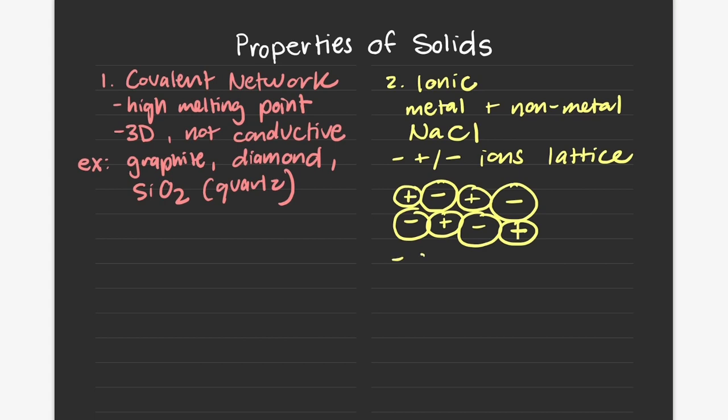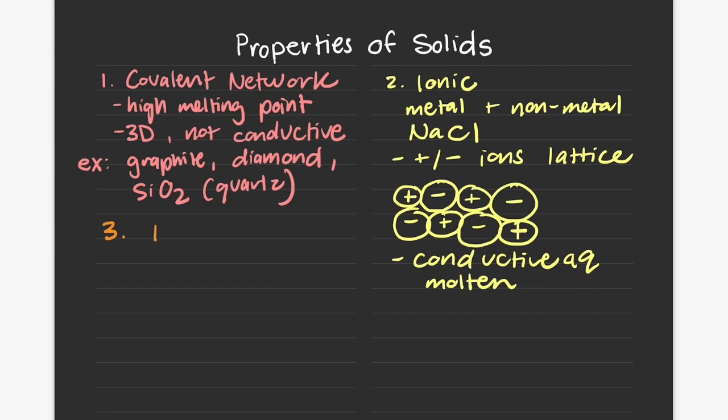Okay, and then another thing here is that ionic solids are conductive when aqueous. And aqueous just means when dissolved in water. And also they're conductive when they're molten, but typically we're asked when they are aqueous.